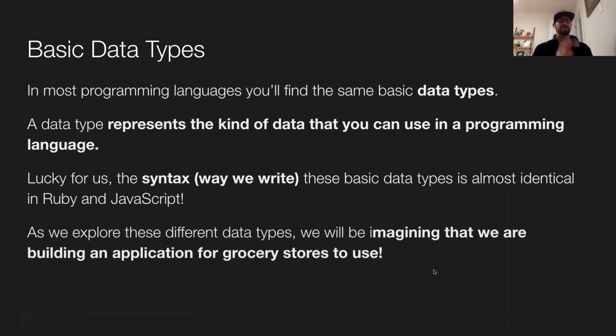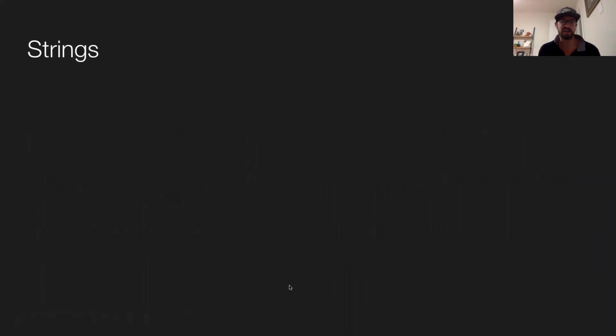As we start to explore these different data types, we're going to imagine that we are building an application that maybe a grocery store would use. That's how we're going to frame our different data types. This will make a little more sense in a second. So let's talk about our first data type, which is strings.